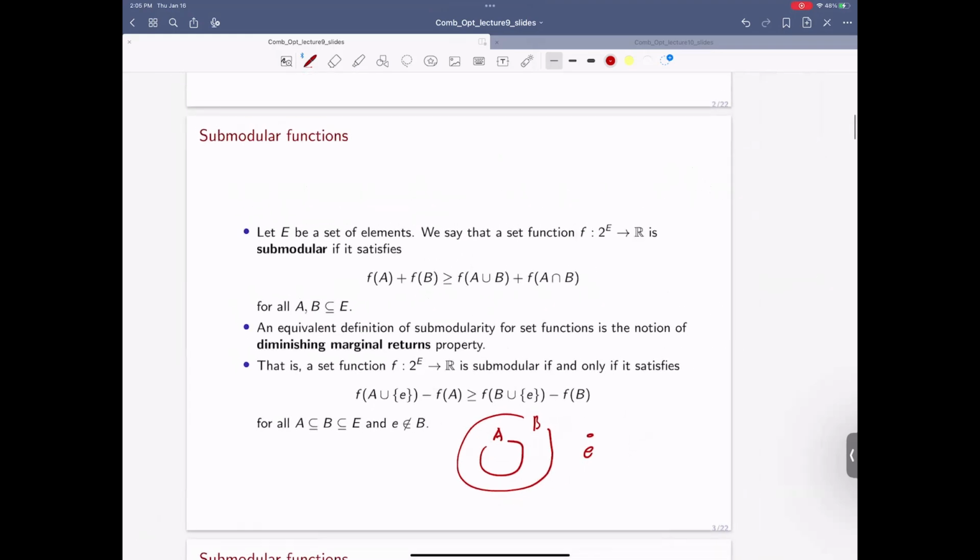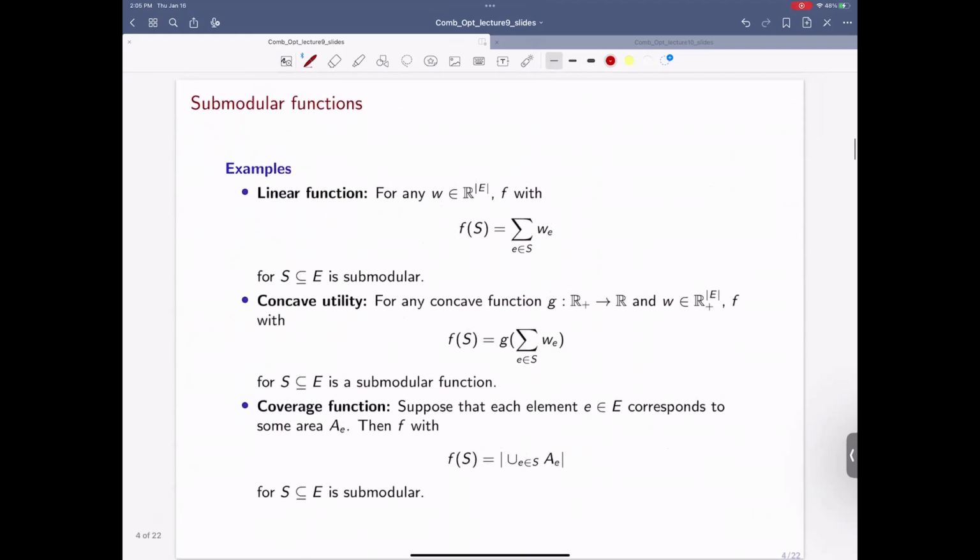Let me actually give you more concrete examples. You can take linear functions. You'd have a set of weights for the elements. When you take a subset S, you just take the summation of the corresponding weights. It defines a submodular function. In fact, a linear function is called modular. Another name for linear functions is modular functions.